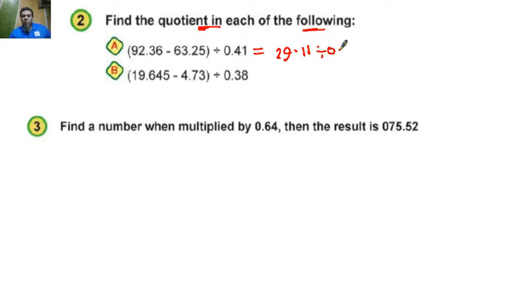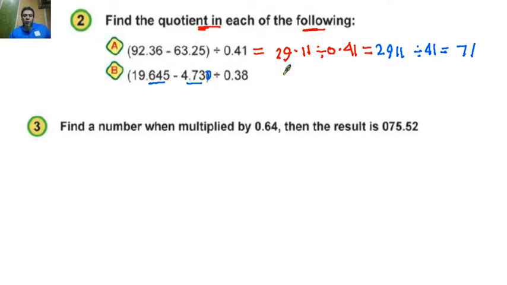Divided by 0.41. Then we must convert the divisor into whole. Multiply by 100, the divisor becomes 41. The dividend multiplied by 100 becomes 2,911. Do the division by the easy way, the result equals 71. The second example: this decimal point is after 3 digits, here after 2 digits, put 0 on the right.